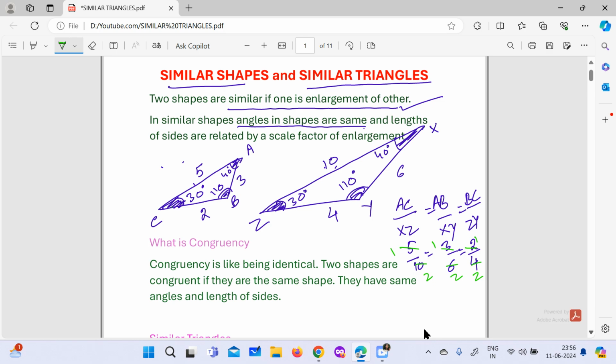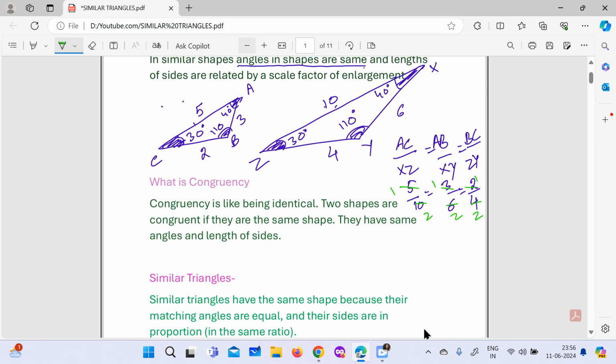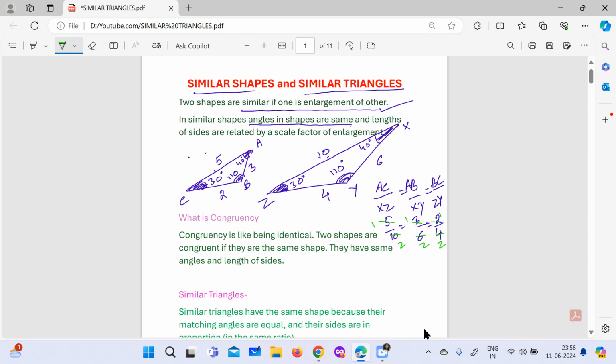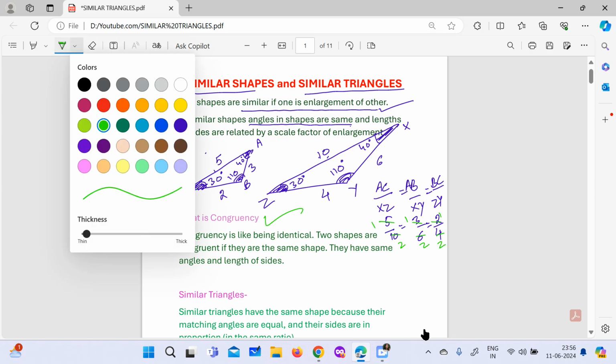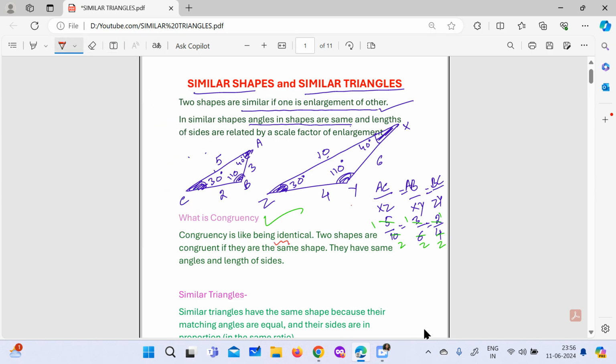Now there is always confusion with the words congruency and similarity. There is a good difference between similar shapes and congruent shapes. Congruency is like being identical. When we say identical, it is exactly the same thing. Two shapes are congruent if they are exactly the same shape. They have the same angles and lengths of sides. I'll give you a good example of this.